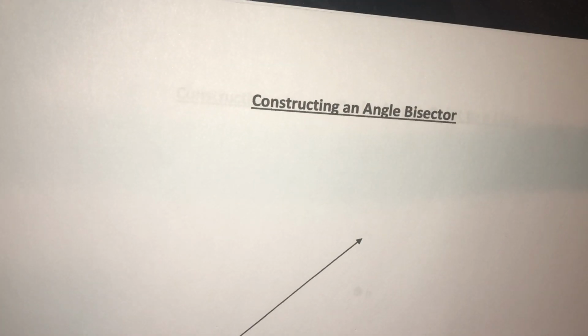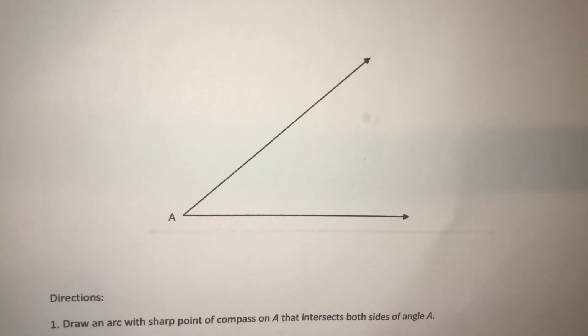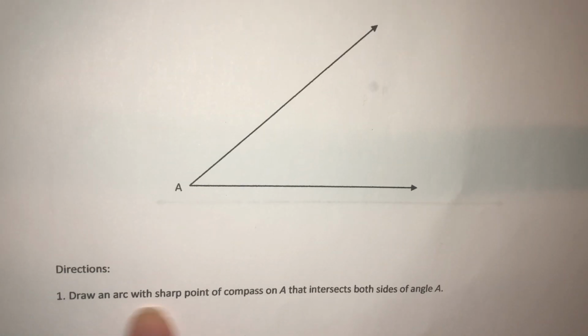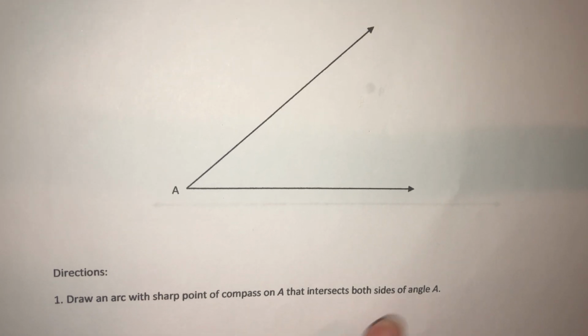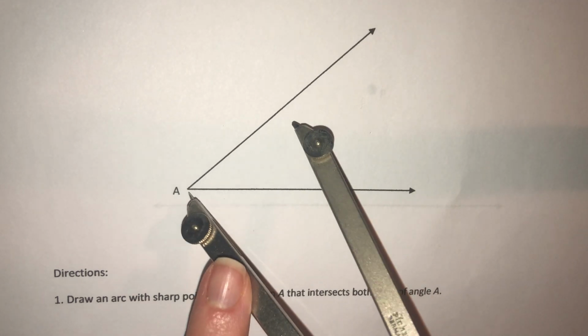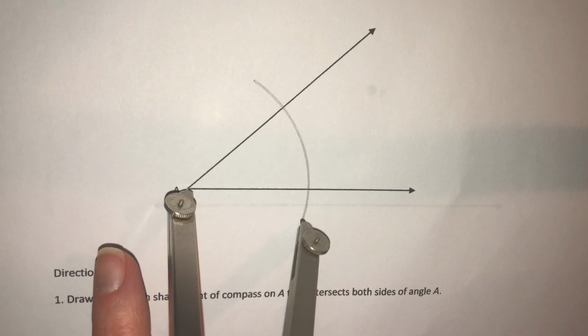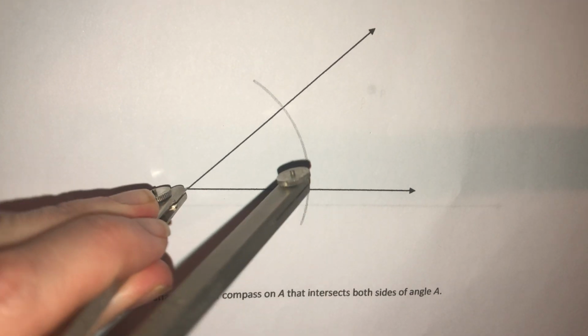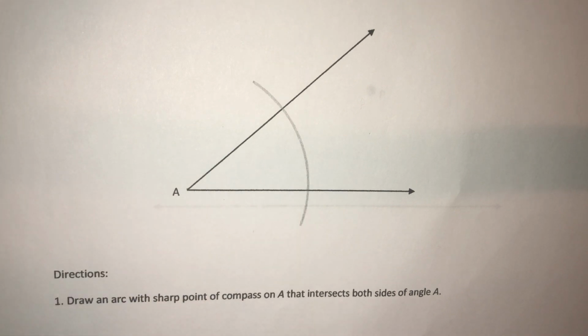Okay. Our next construction is going to be constructing an angle bisector. So we talked about angle bisectors today. I'm going to show you how we can accurately make an angle bisector on this angle A. So the first step is to draw an arc with the sharp point of the compass on point A that intersects both sides of angle A. So my pointer is on the vertex, and I'm going to make an arc that goes through both sides. How far? Middle, further maybe, not too close to point A.